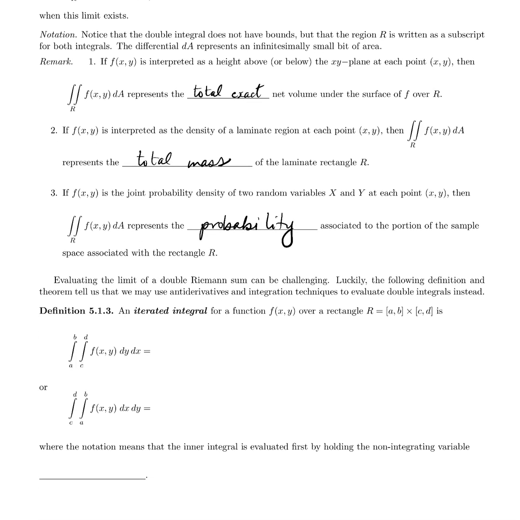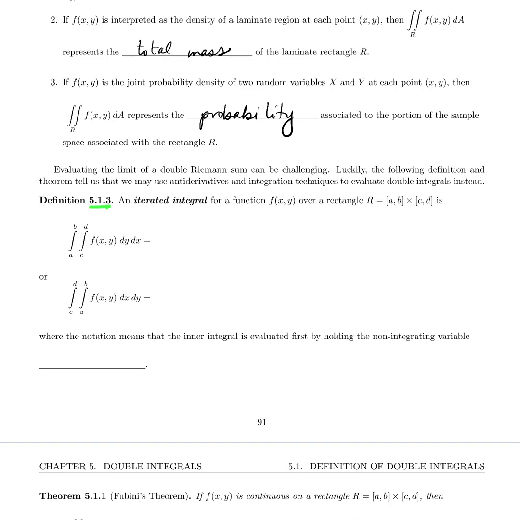So let's go and read definition 5.1.3. An iterated integral for a function f of x, y over a rectangle [a,b] times [c,d] is written like this. Now you notice that the integral does have bounds, and in particular, those bounds are in a very particular order. c and d are on the inside integral, and they are closest to dy because c and d was the y interval. Next, a and b are on the outside integral, and so is dx, because a and b were the x interval.